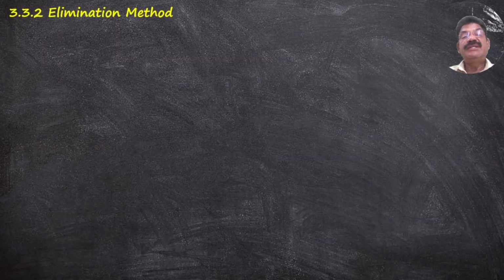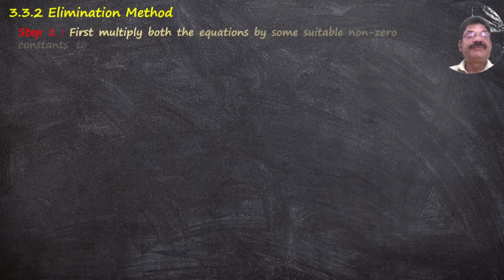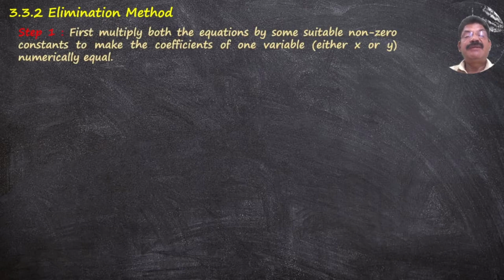Today we are going to see the elimination method in the third chapter, pair of linear equations in two variables. First let us see the procedure. Step 1. First multiply both the equations by some suitable non-zero constants to make the coefficients of one variable numerically equal. It may be the coefficient of x or the coefficient of y. By suitably multiplying, we have to make them equal.